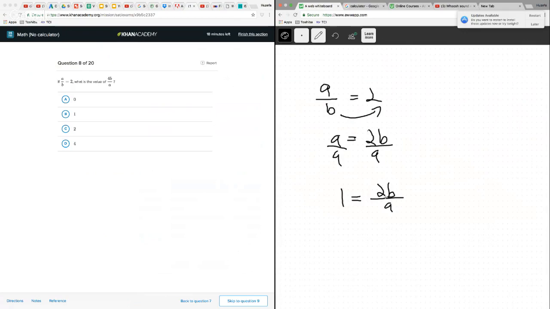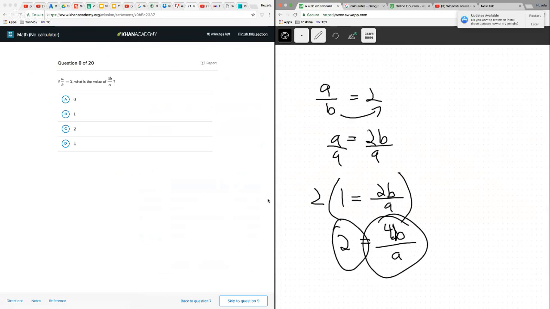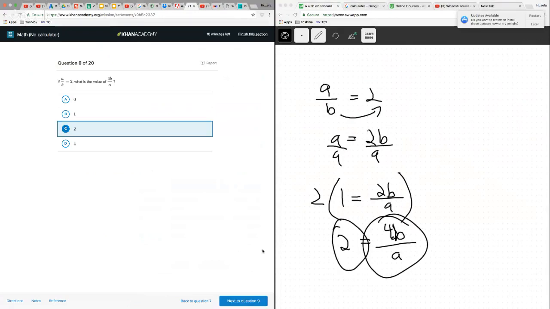So I'm kind of moving things around to make this as similar as possible. But now I'm actually in a really good spot because I can multiply this whole thing by 2. I'm literally just going with the flow, trying to mirror what they have in 4B over A. Now I've got 2 equals 4B over A, right? Just multiply the numerator. That's what we wanted. It's 2. It's as simple as that.